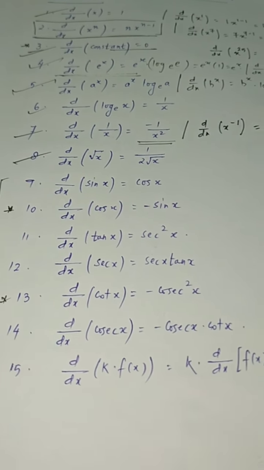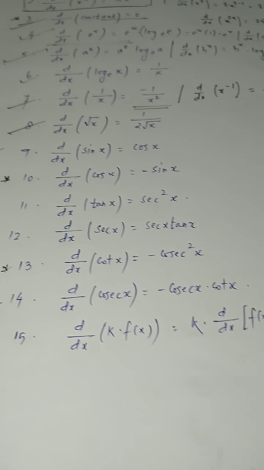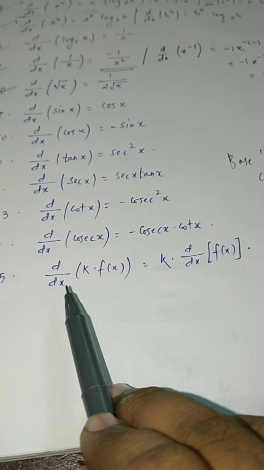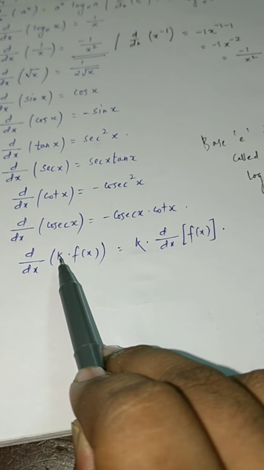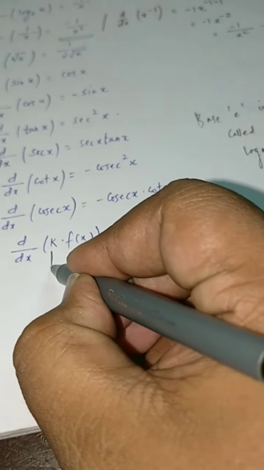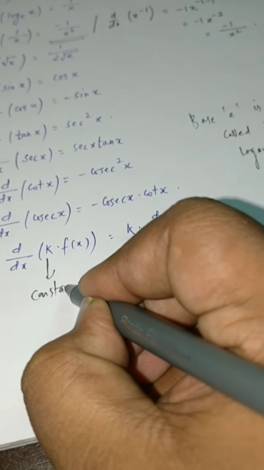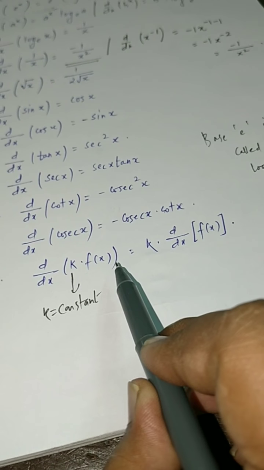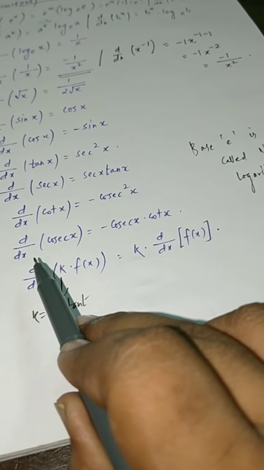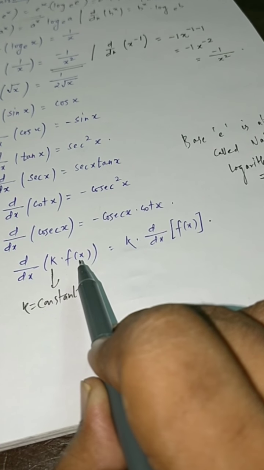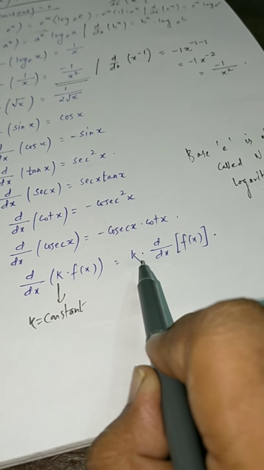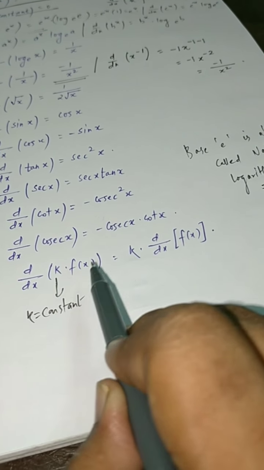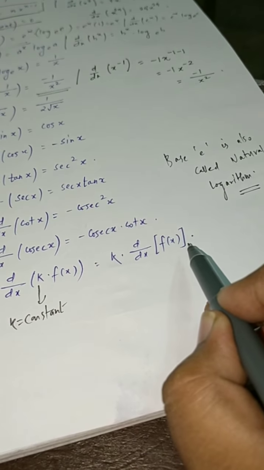Now we are left with just one formula, that is the 15th. It is not a formula, it's a kind of algorithm, that whenever you encounter a case where you have to find the differentiation where two things are multiplied, k is a constant here and f(x) is a function of x, in that case the constant comes out of the differentiation, and d/dx of f(x) remains. That is what we have written.